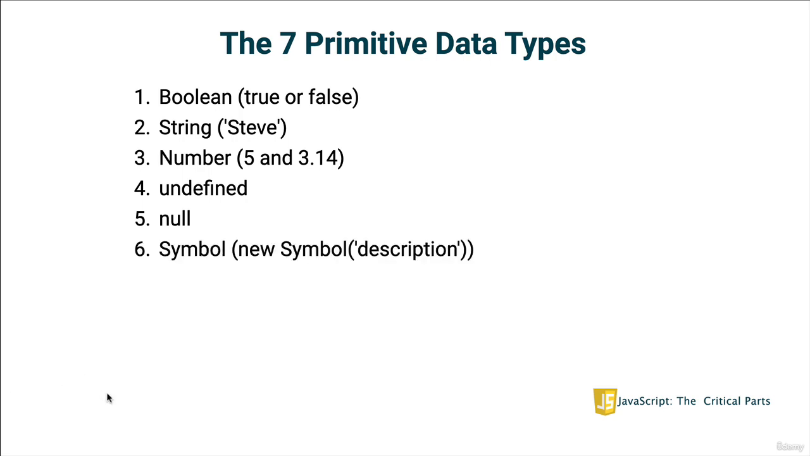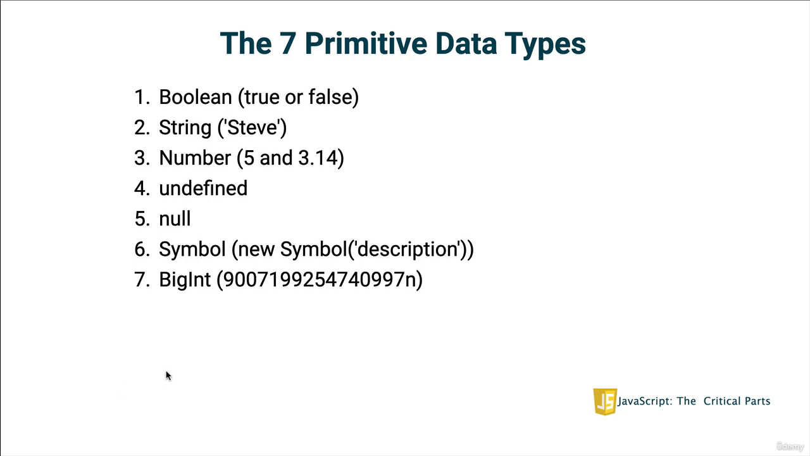Next value, symbol. This was added in the ES6 standard, and this is actually a data type that is often used to add unique property keys to an object so that they won't collide with keys any other code may add to that object. And then finally, the newest primitive data type added to JavaScript is big int. And because this is a new data type, and because there's a special way to use this, I'll address this in its own topic a little bit later on.